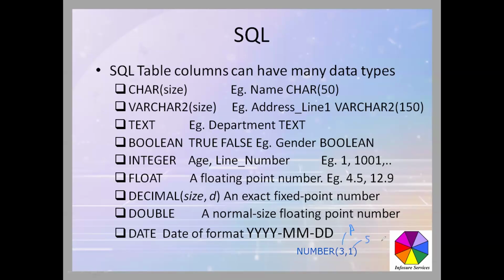Precision and scale: simply how many digits in total, and how many digits after the decimal point. This is what Oracle uses. They don't stick to too many of these variants. Precision and the second one is scale.